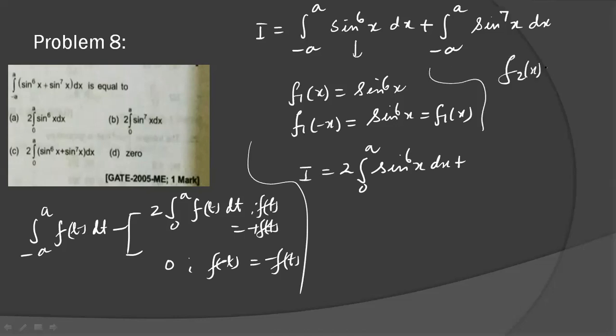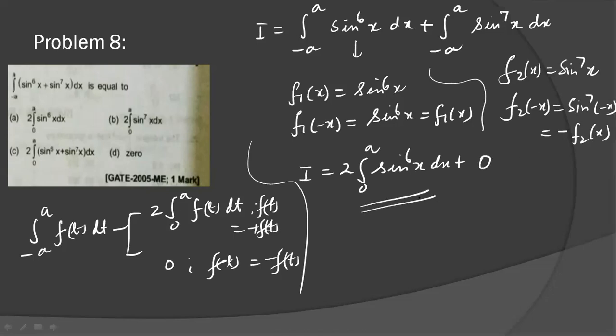Plus, now check for this function. If we suppose f2(x) as sin^7(x), then f2(-x) is sin^7(-x). Now it will be minus, because sin(-θ) is -sin θ; due to the odd power the minus sign will come outside, and due to the odd function this integration will be 0. So this is equal to the A option here.